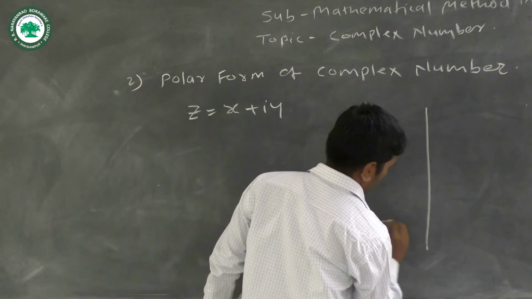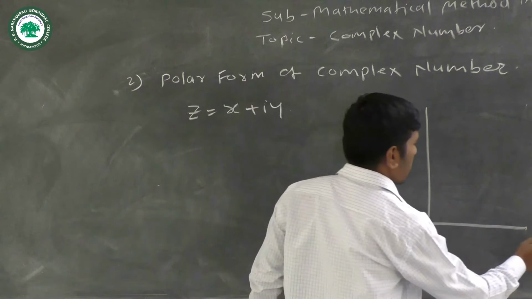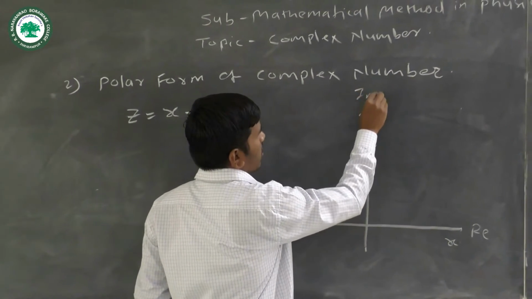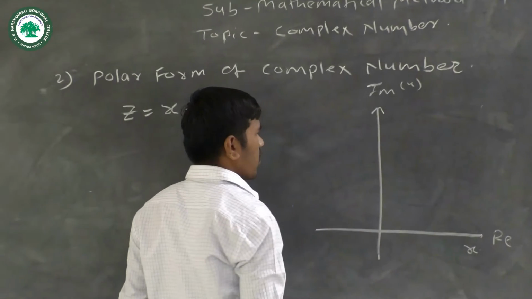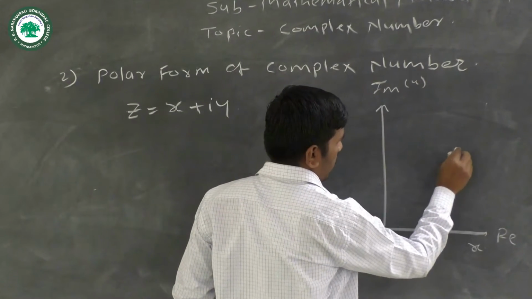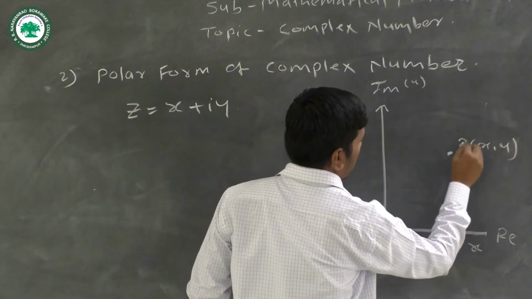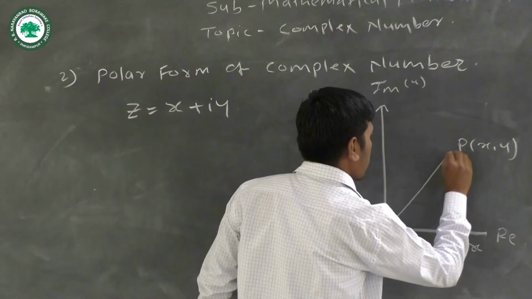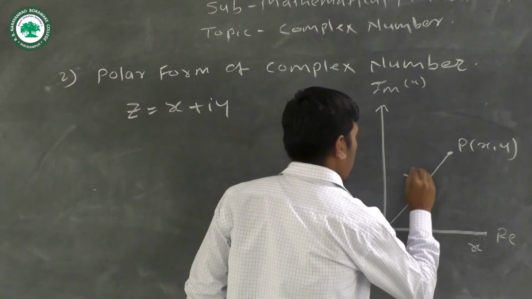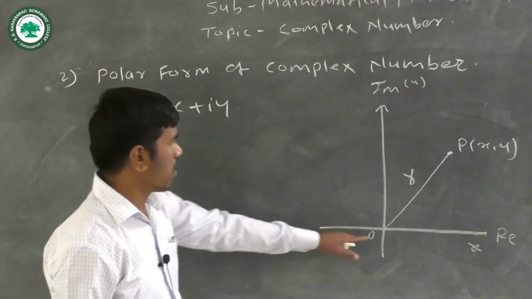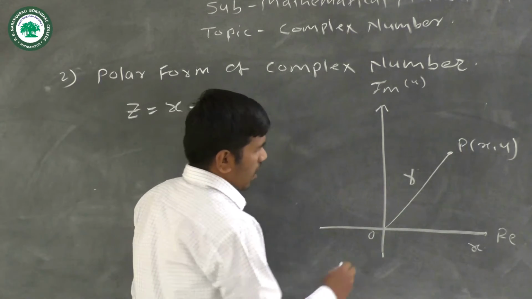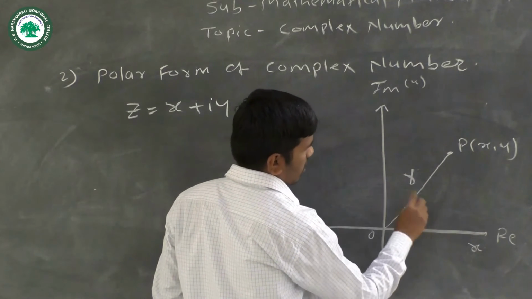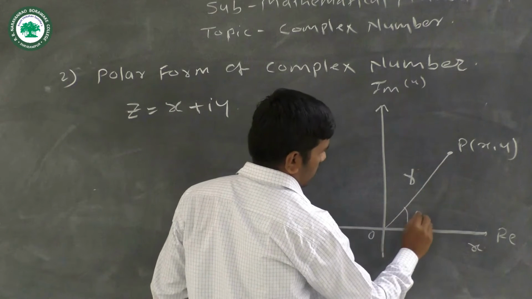First I draw the Argand diagram. In the Argand diagram we consider two axes. One is the real axis, that is x, and another is the imaginary axis, that is y. The complex number is associated with the point P, a function of x and y. This is the origin. If I draw a line from the origin to P, this line has a magnitude r, and it makes an angle theta between the real axis and the line OP.